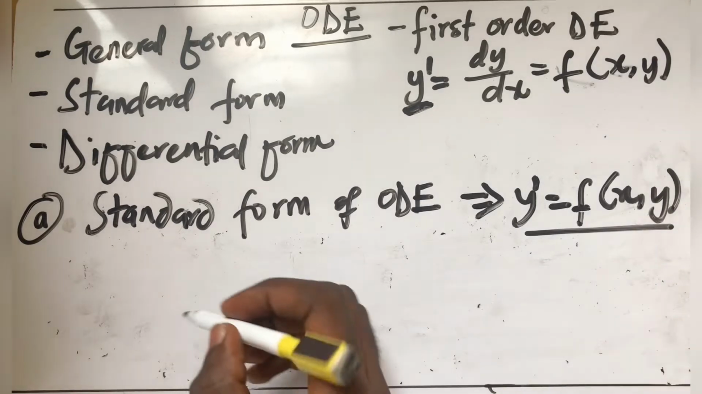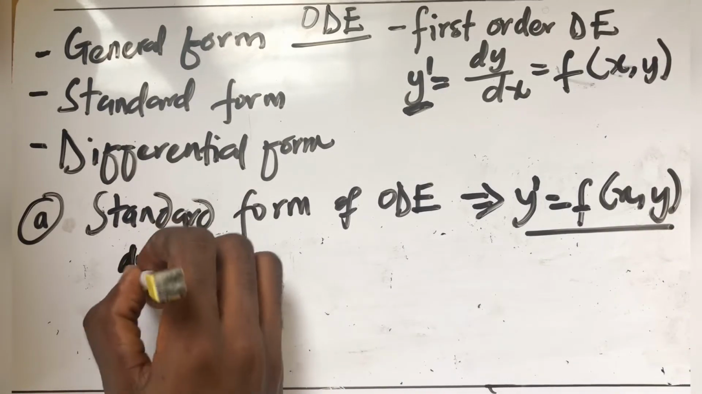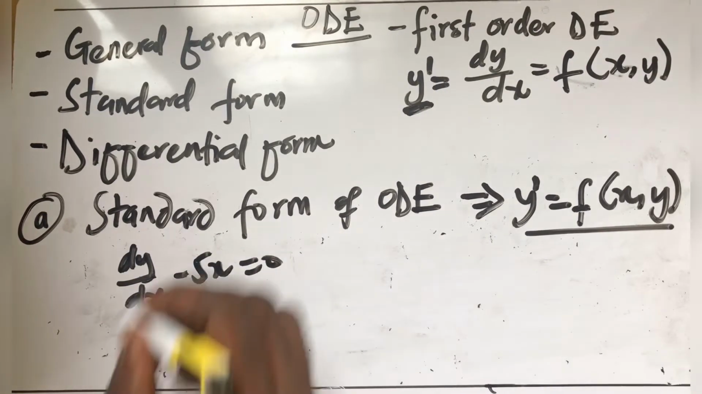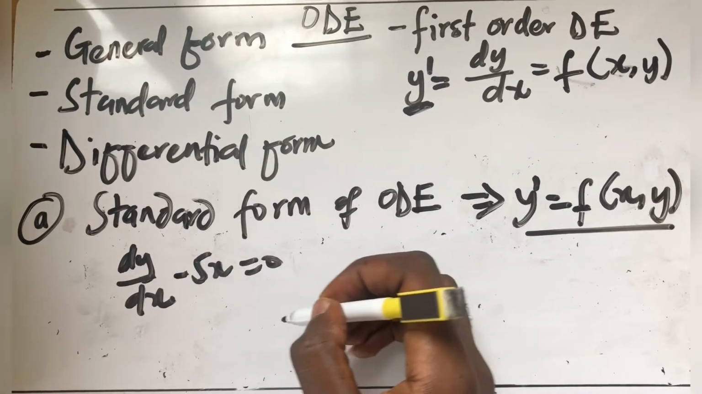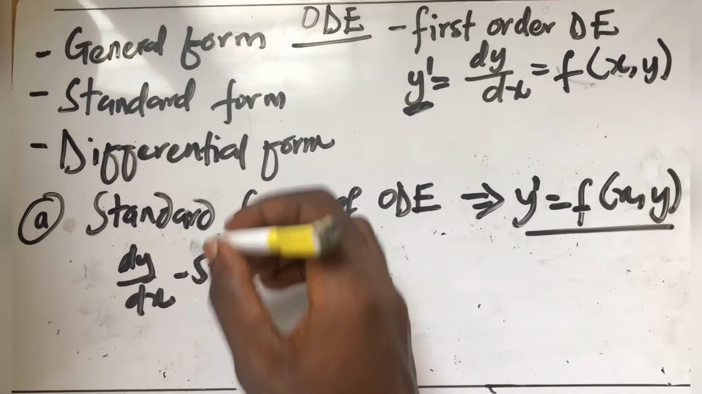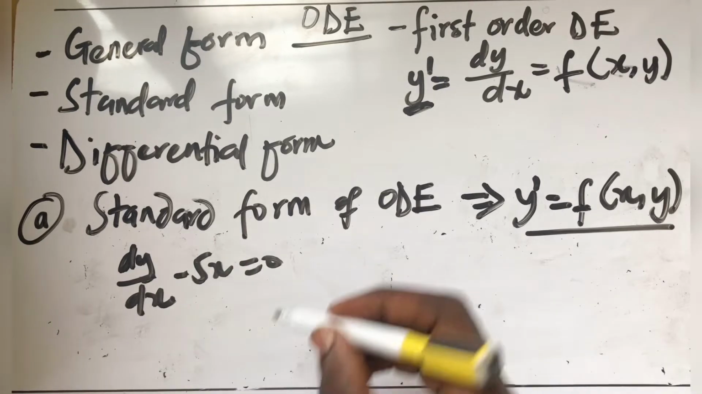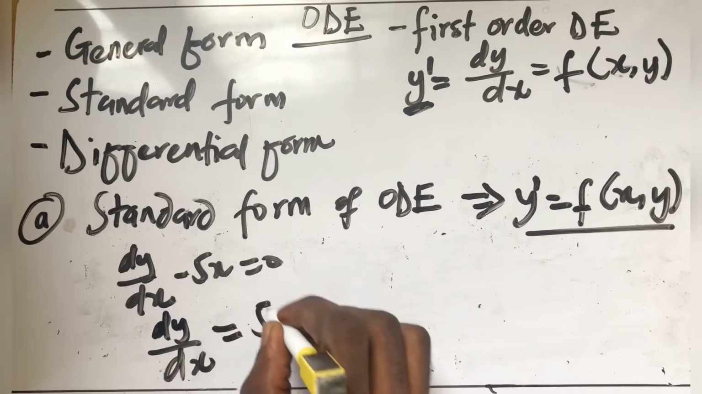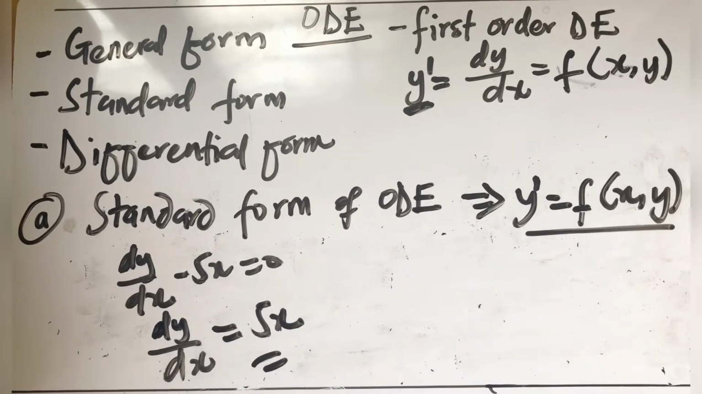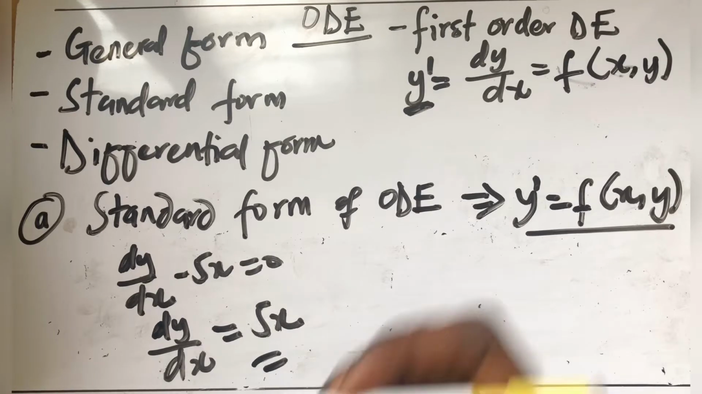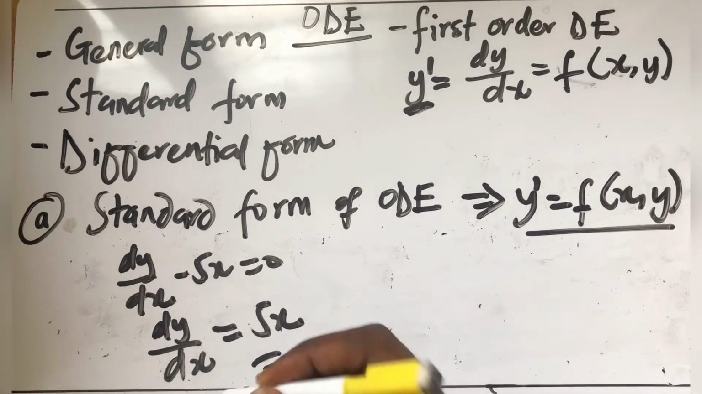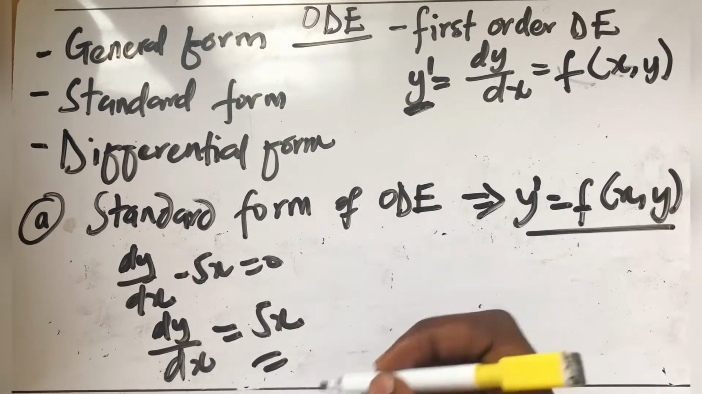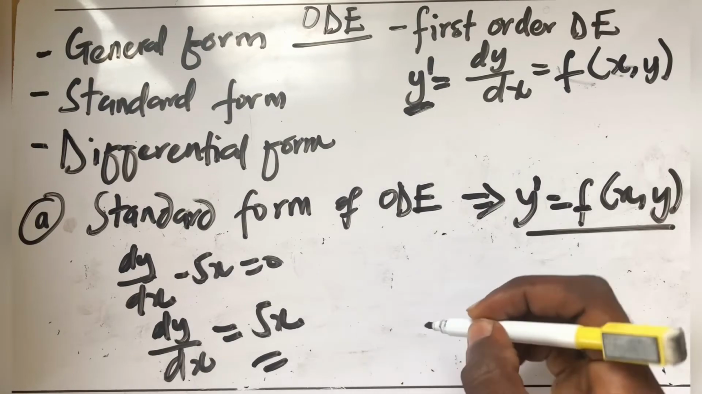So let's say for this example, we have dy dx minus 5x is equal to 0, okay? So this ordinary differential equation is in general form. Let's try writing this in standard form. So we have dy dx is equal to 5x, right? What this means is that whenever you make the first derivative the subject of an ordinary differential equation, you've written it in standard form, okay?